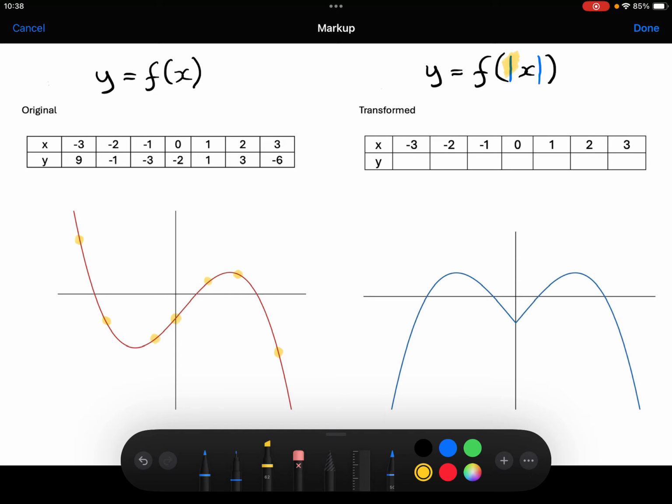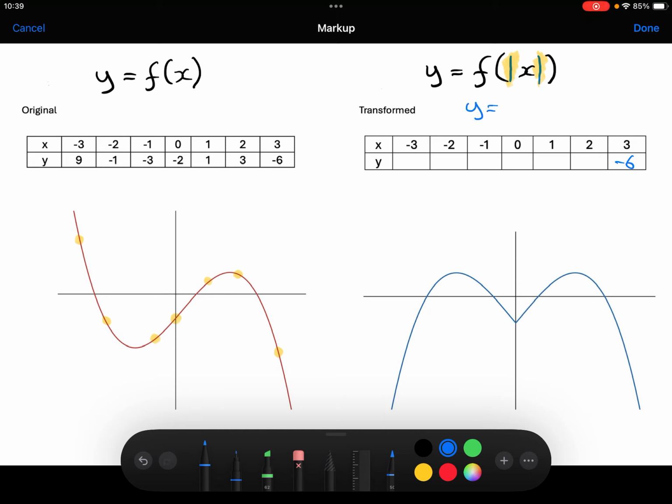Now, this modulus on the inside here, what that does is that turns the x positive before it gets substituted into the function. So that order is really important. The x becomes positive and then it gets substituted into the function, and so could then become either positive or negative afterwards, as long as it's positive before it gets substituted in. So when x is 3, the modulus of 3 is 3, so the modulus did nothing to that. Substitute that into the function and I get minus 6 just as before.